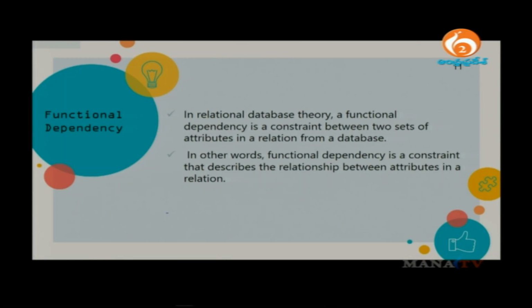Let us see this. In relational database theory, the functional dependency is a constraint or condition between two sets of attributes in a relation from a database, and in other words, the functional dependency is a constraint that describes the relationship between the attributes in a particular relation.